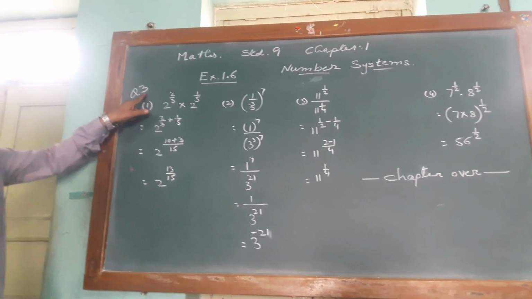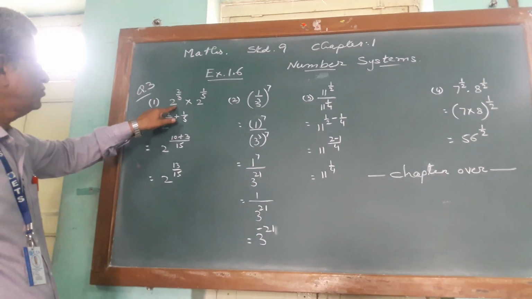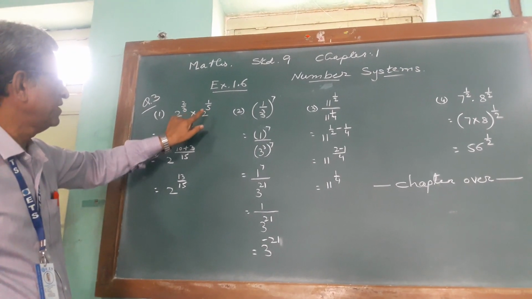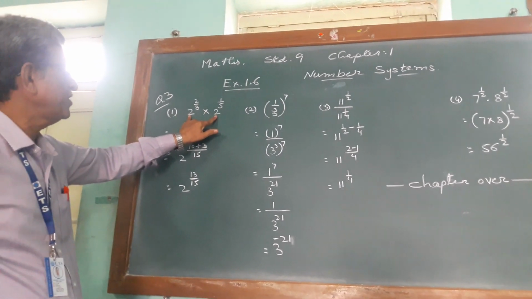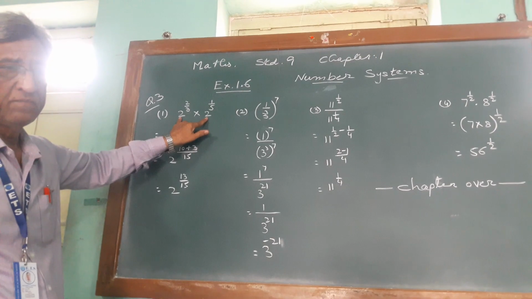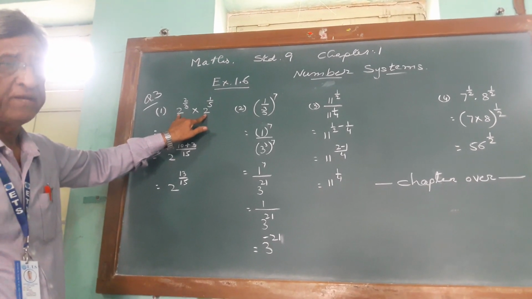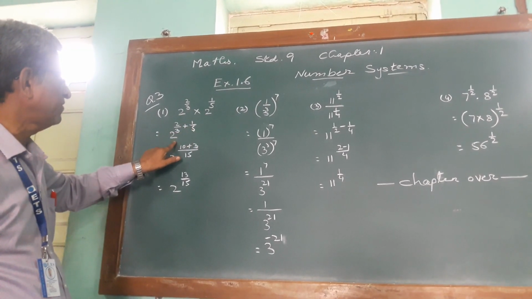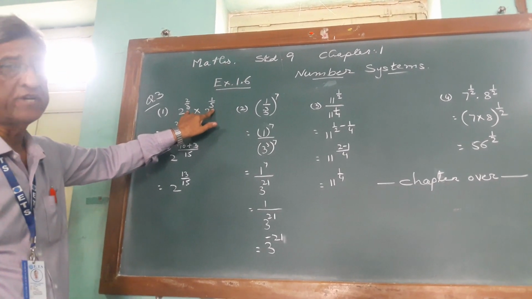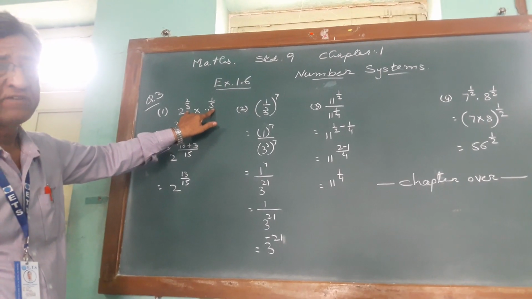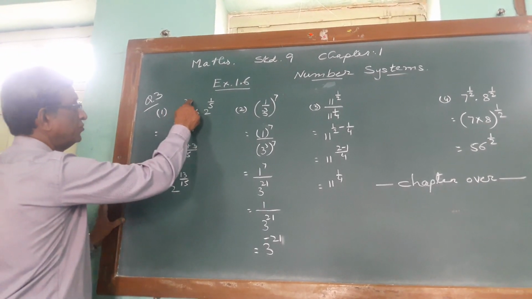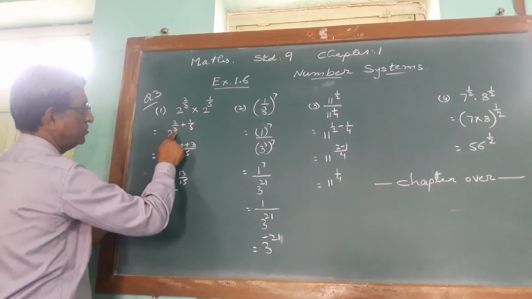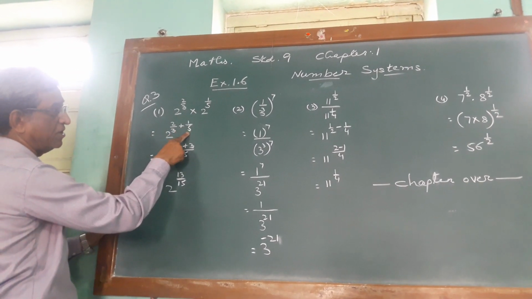Now question 3. 2 raised to 2 upon 3 multiplied by 2 raised to 1 upon 5. Here you can see that the base of both the numbers is the same. So you have to write it only once. You will write 2 only once and add the exponents. That is 2 upon 3 plus 1 upon 5.